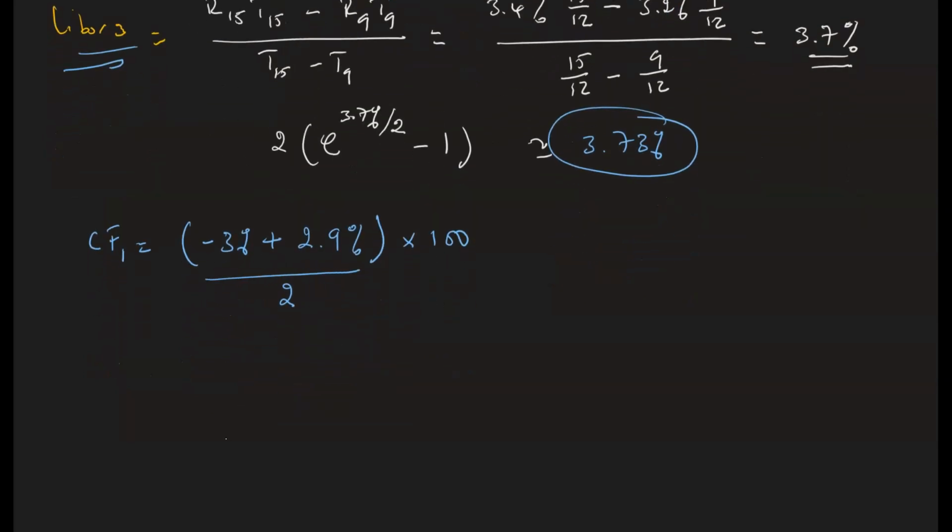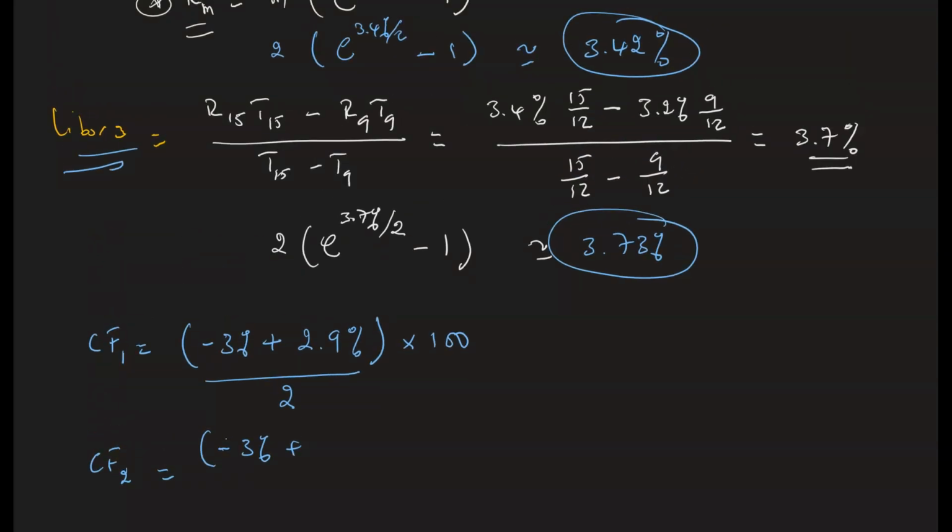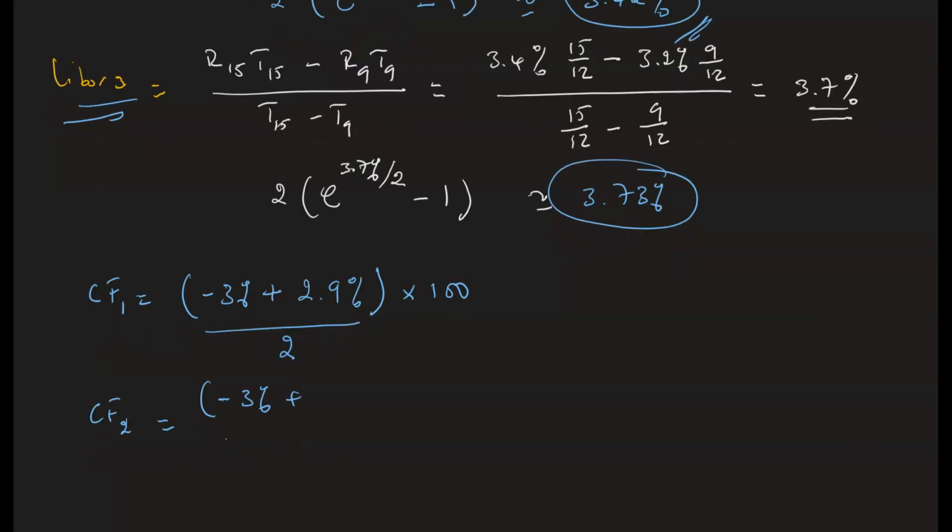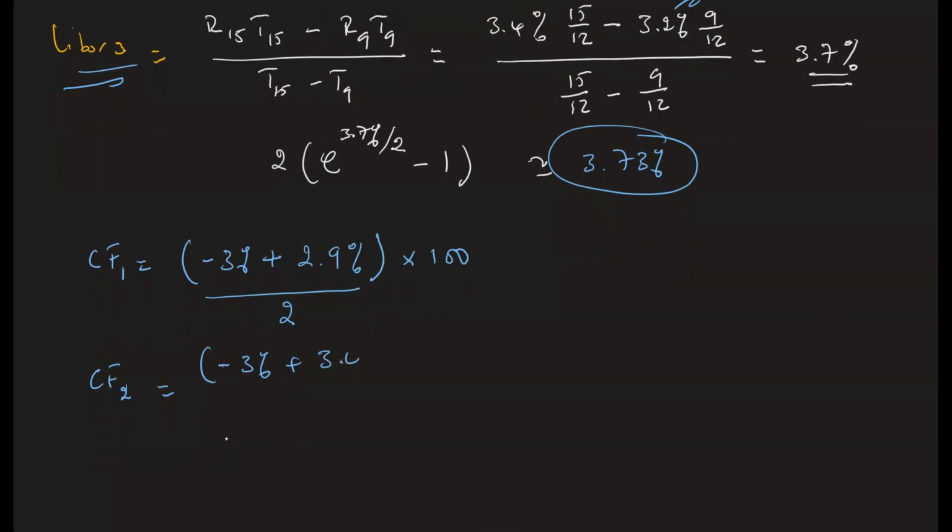Our second cash flow is going to be equal to the fixed rate minus 3% plus our LIBOR rate 2, which we found to be 3.42%, which was that one. 3.42% divided by 2 multiplied by a notional, which is 100 million.